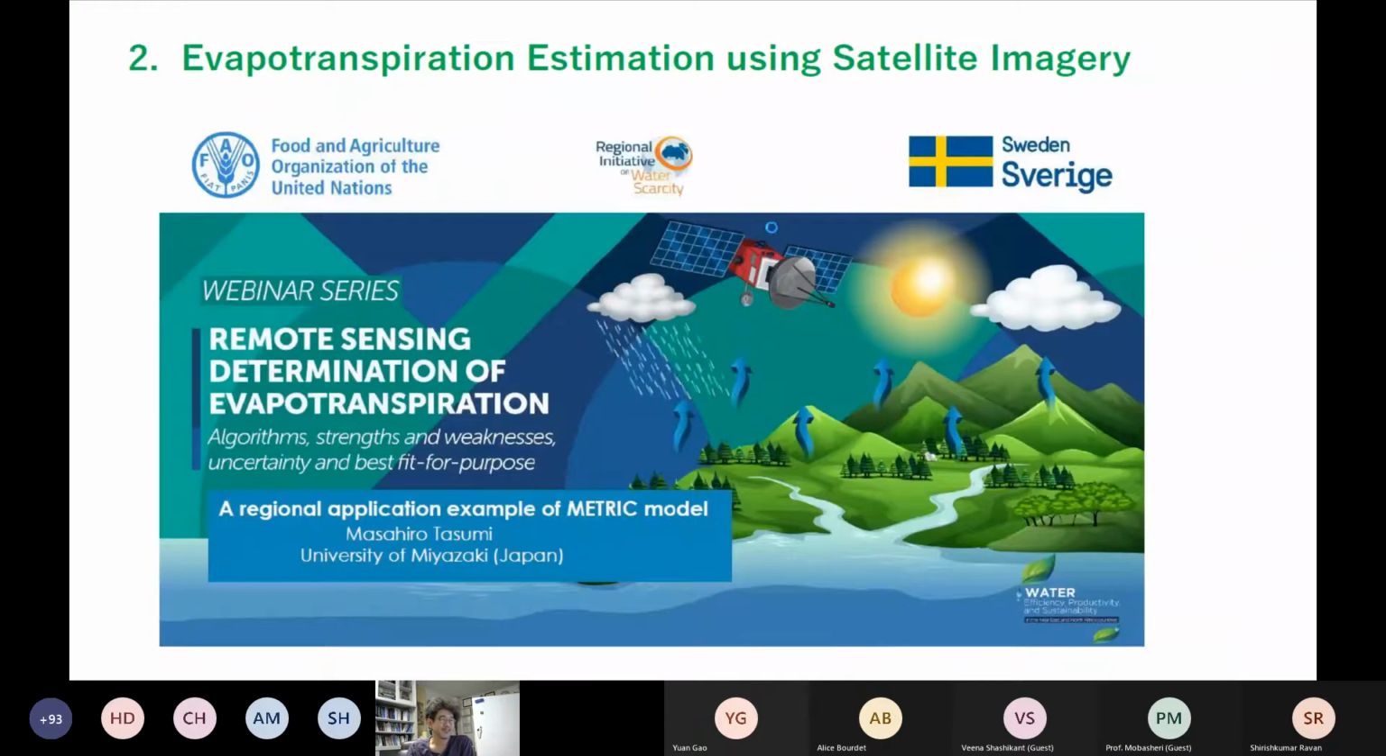Next, please. And this is why lots of researchers in the world are now working on evapotranspiration estimation using satellite images, because satellite imagery is a very powerful tool to describe evapotranspiration spatially and temporally. And actually now FAO, the Food and Agriculture Organization, is having a webinar series on remote sensing determination of evapotranspiration. So if you are interested in this kind of topic, please search for this so you can access a very good amount of information. Next, please.